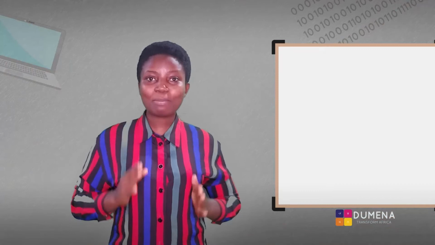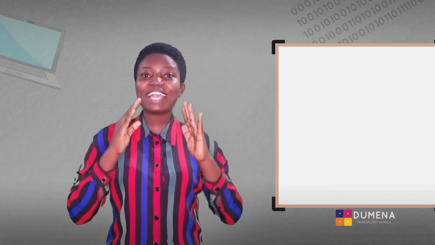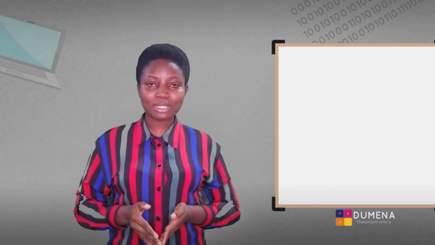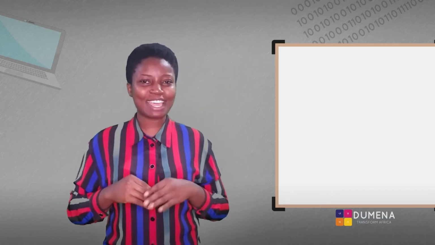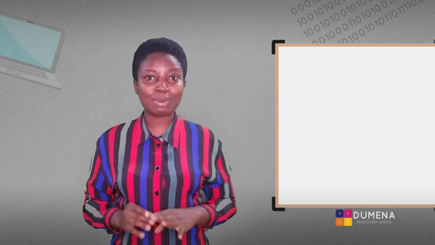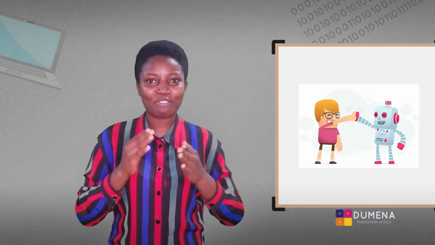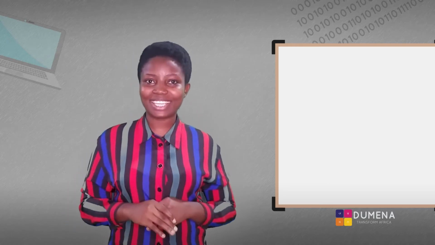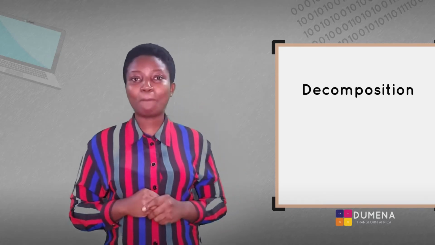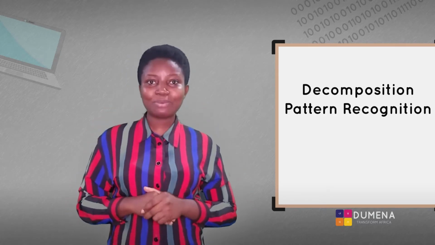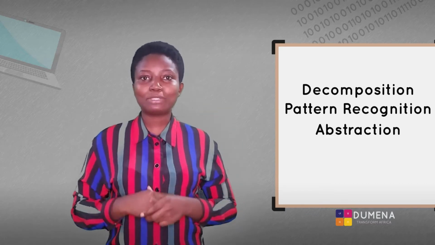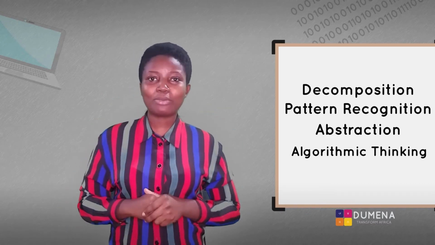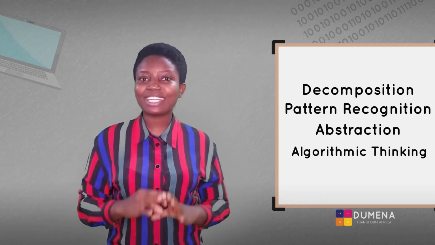Now, talking about computational thinking, we have earlier said that computational thinking is solving big problems in simple, easy steps. This method is used by both humans and computers in solving problems. There are four main components of computational thinking. They are 1. Decomposition, 2. Pattern recognition, 3. Abstraction, and 4. Algorithm thinking. We will be looking at each component in detail.